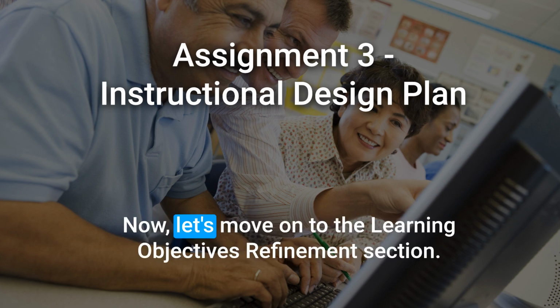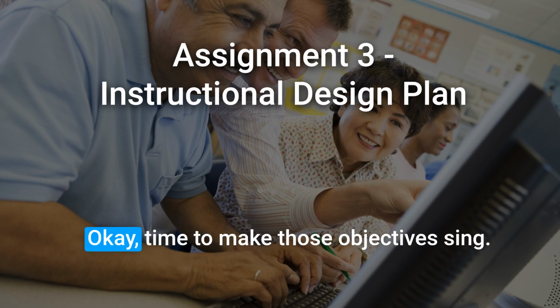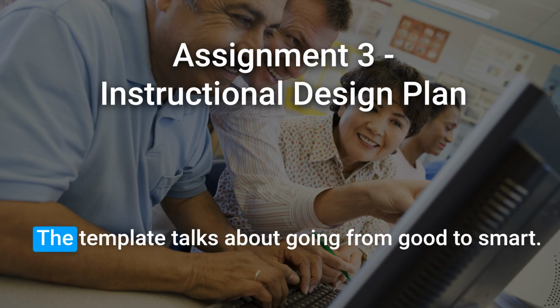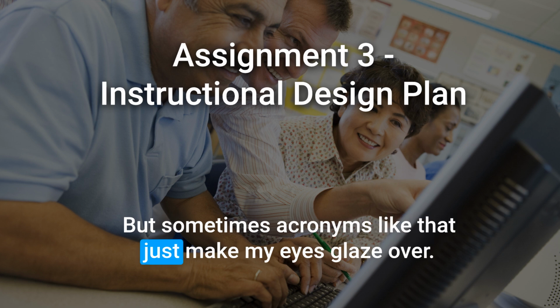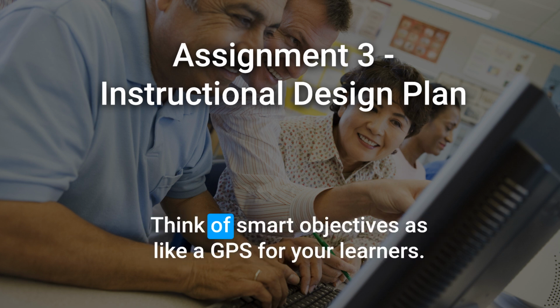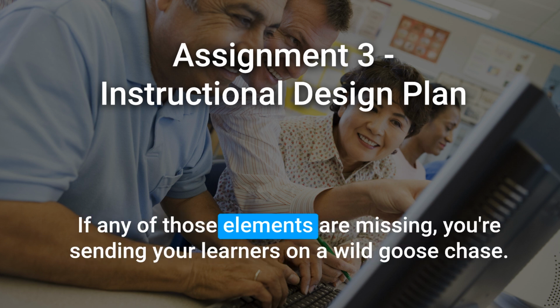Precisely. Now let's move on to the Learning Objectives Refinement section. This is where we take your goals from mediocre to magnificent. Okay, time to make those objectives sing. The template talks about going from good to SMART: specific, measurable, achievable, relevant, and time-bound. But sometimes acronyms like that just make my eyes glaze over. I hear you. Think of SMART objectives as a GPS for your learners. They need to be clear, trackable, realistic, and aligned with the overall destination. If any of those elements are missing, you're sending your learners on a wild goose chase.